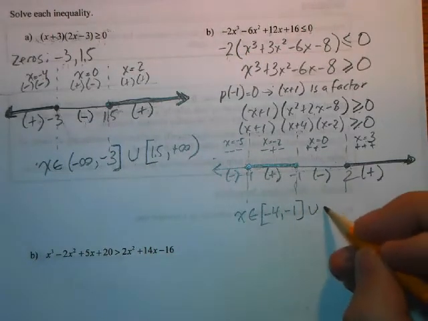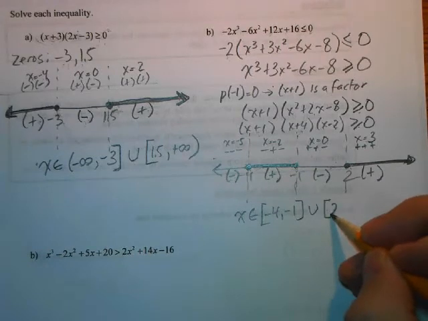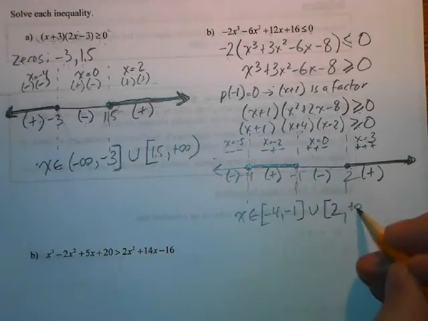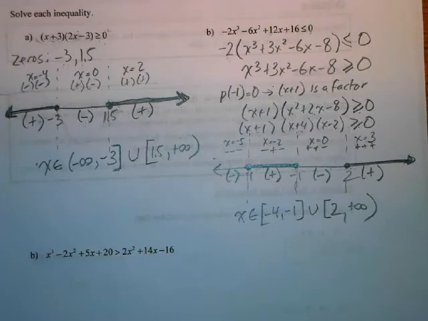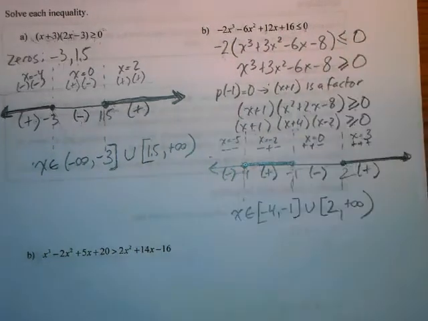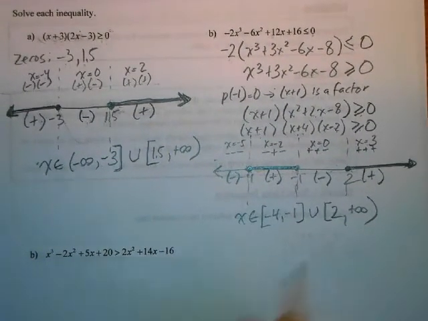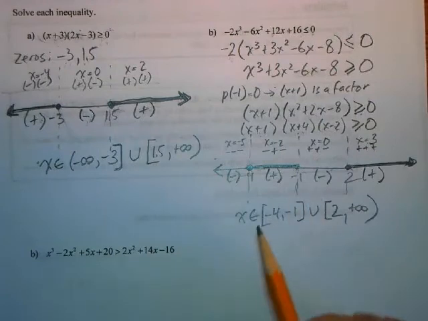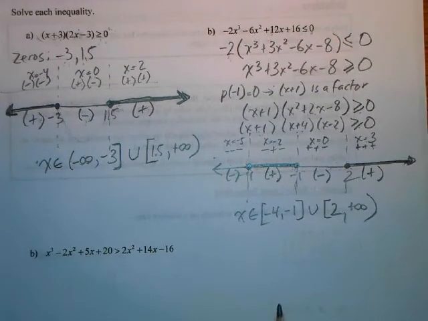It starts at 2, includes 2, so I'll put the square bracket, and goes to positive infinity, and the round bracket goes there. So that's my solution there. So hopefully you're seeing how this works. Hopefully it's something that makes sense to you, and you could try it yourself.